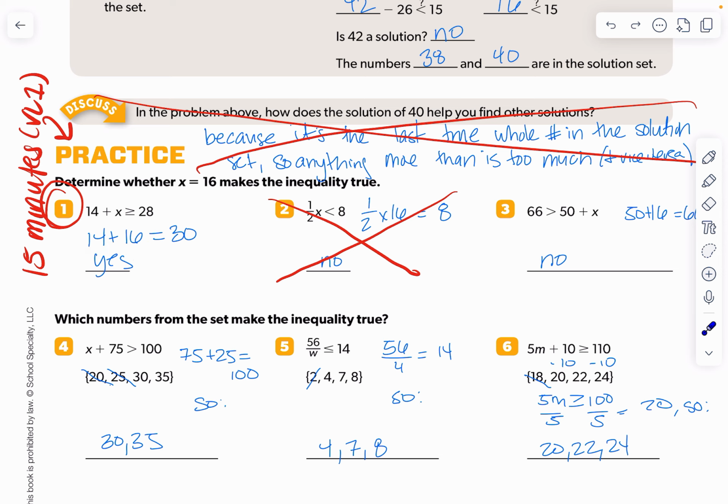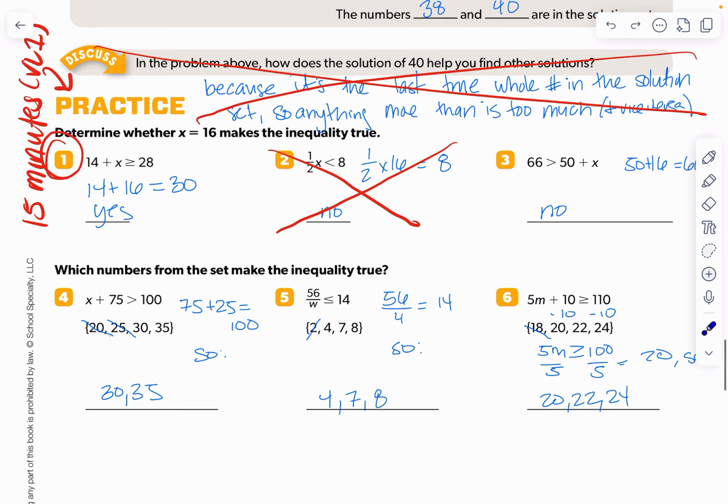And then for questions 4, 5, and 6, students are using the solution sets to identify which numbers are a solution in the inequality. There's no exit ticket for today.